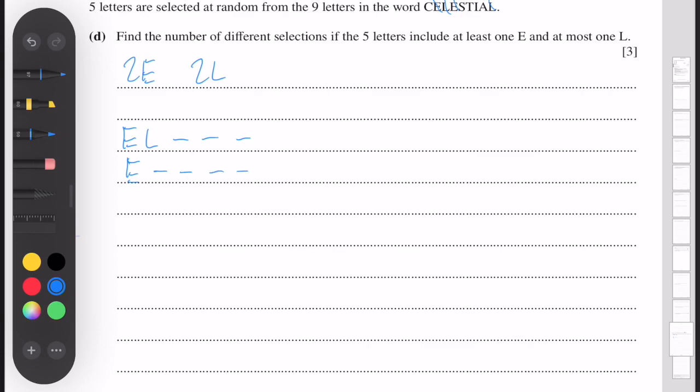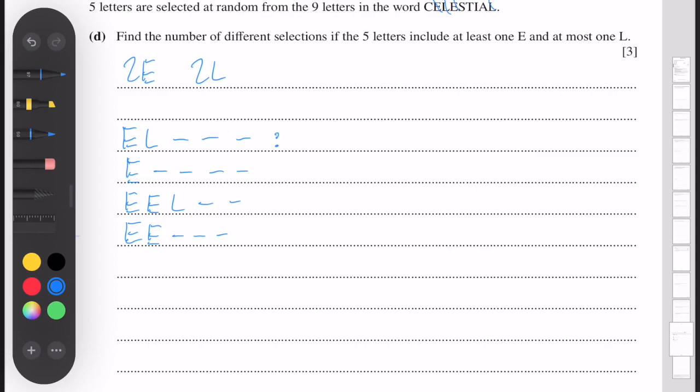Now we move on to 2 E's. So we have 2 E's, at most one L. So leaving us with 2 empty slots. And then 2 E's with no L's. So 3 empty slots. So now we look at this with one E and one L.